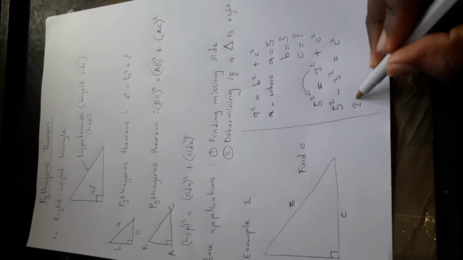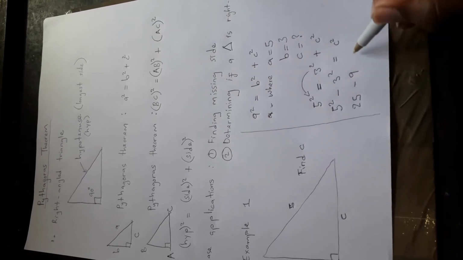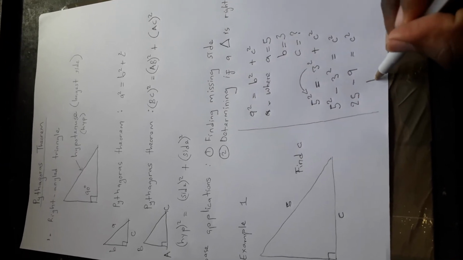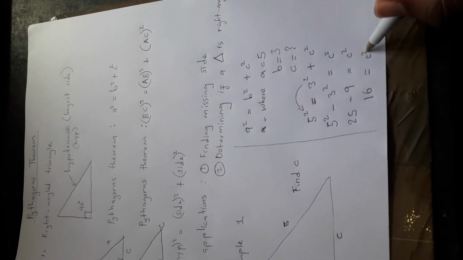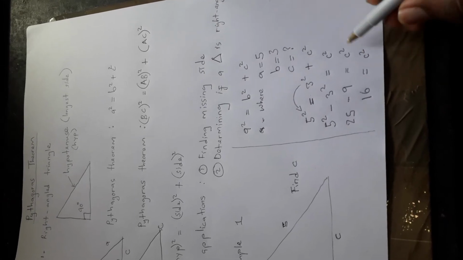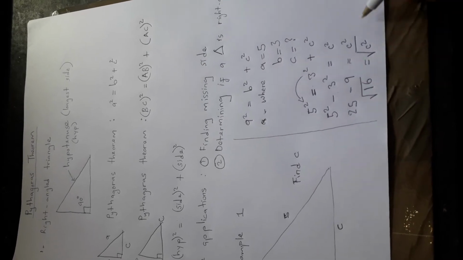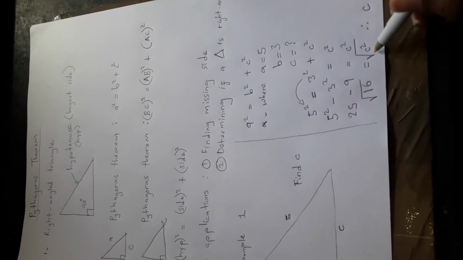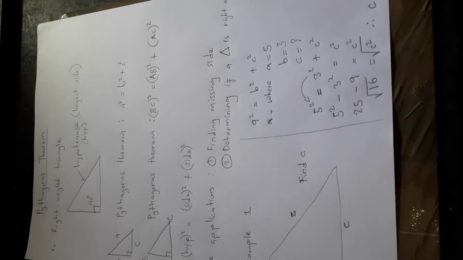Now we interpret this by calculation. 5 squared is just 25, and 3 squared is also 9. So it's 25 minus 9 is equal to c squared. What is 25 minus 9? 16 is equal to c squared. Now what do we have to do? If we need to remove this square, we have to introduce the square root. So we square root here, and we also square root here. Therefore, c, the square root of c squared is c, is equal to the square root of 16, which is plus or minus 4.